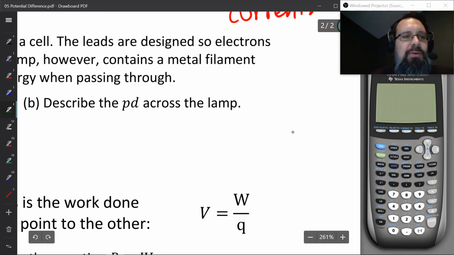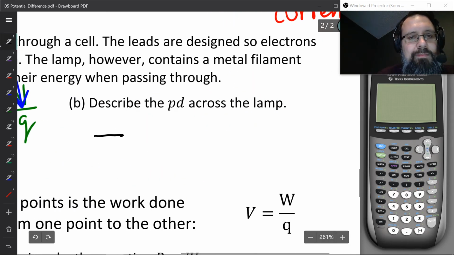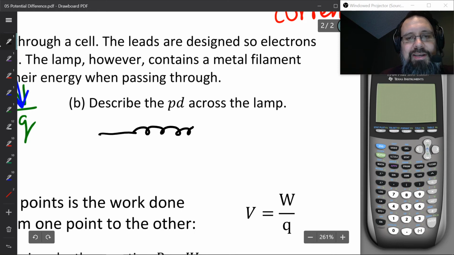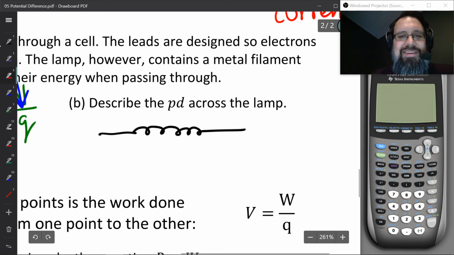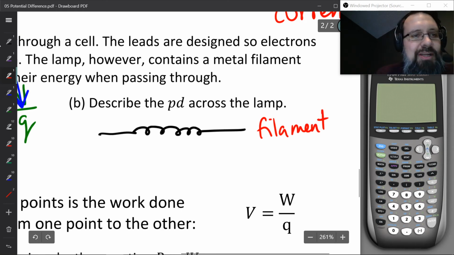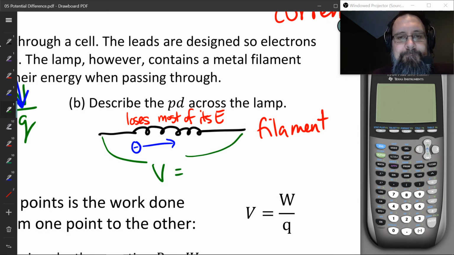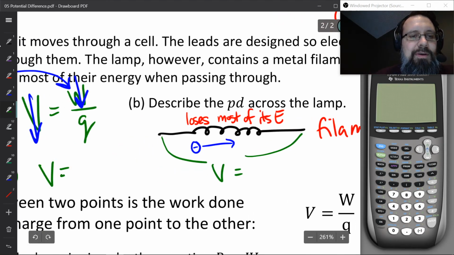But when it goes through the filament, whatever, this looks like an inductor. It's not an inductor, I'm sorry. That's another thing. It's fine. This is the filament. When the electron tries to go through the filament, it loses most of its energy. So then what's the potential difference across the ends of a filament? Yep, go ahead.